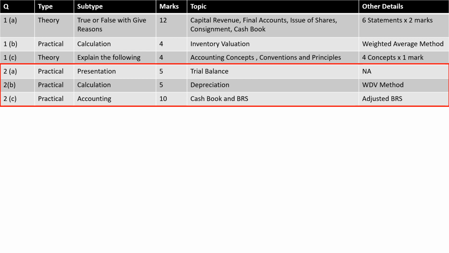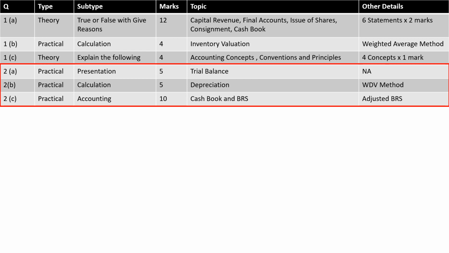And then in 2C, again a practical question, but this was an accounting question. It was a question based on the topic of cash book and BRS. And they had basically focused on the adjusted BRS part. That means cash book was given, some adjustments were given. Certain adjustments were talking about the errors or omissions, and certain adjustments were talking about timing difference. You are required to first of all adjust the cash book, and based on the adjusted cash book, then you are expected to prepare the BRS. That is how question number 2 was designed by them.